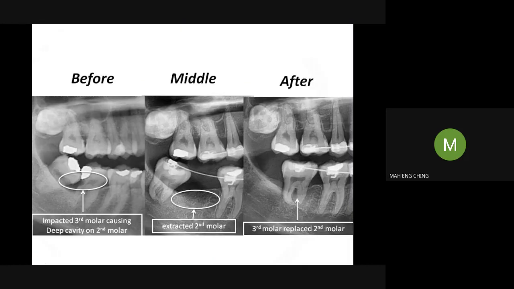So closing gap is using the bodily movement. For example, you take out this badly decayed second molar. You want to move this third molar forward. This one is a bodily movement. You cannot just tip the tooth forward. This one will not be parallel to each other. So for braces, we try to move the teeth bodily and make the roots parallel to each other.